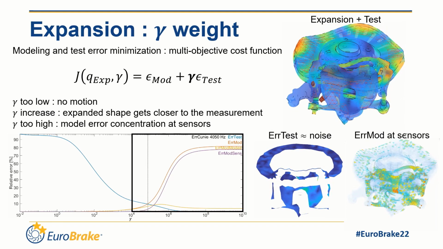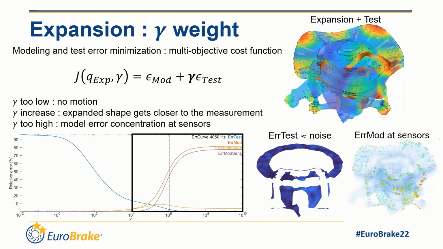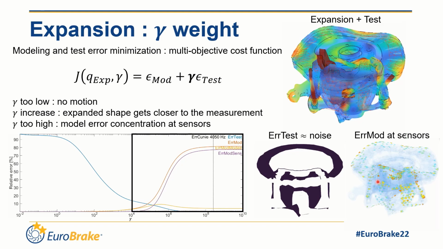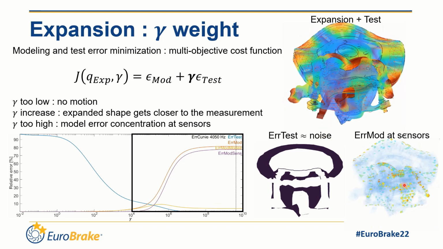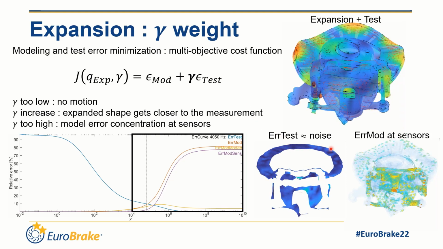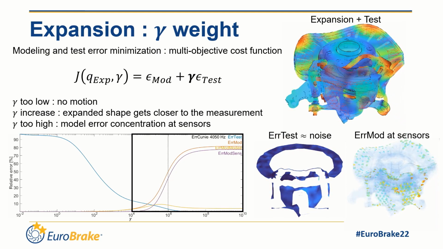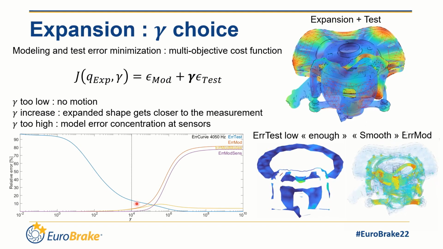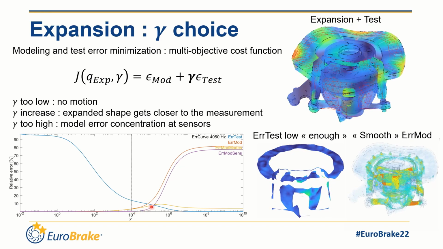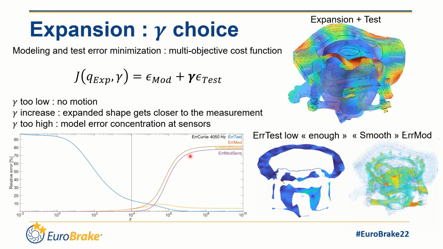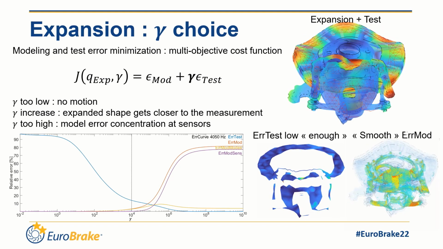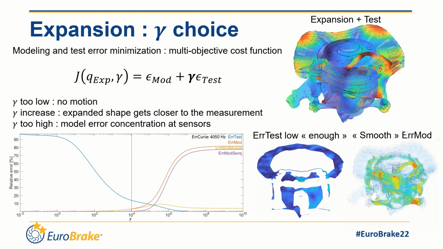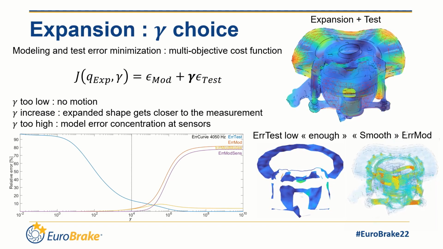If we continue to increase gamma, we start to compensate for the test noise with the modeling error, which leads to the concentration of residual loads at sensors, and the strain field of the expanded shape is clearly not physical anymore. To conclude, the best choice of gamma corresponds to the lowest test error and just before the modeling error starts to concentrate at sensors. With this choice, we get an expanded shape close to the measurement and with a smooth and physically representative strain field, which is mandatory to perform the SDM.